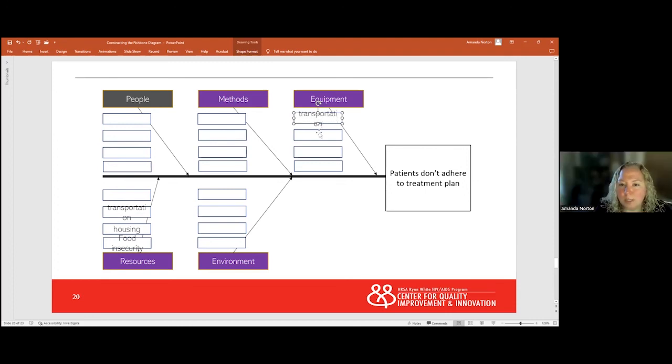And then what else could be adhering? Could it be equipment, could be physically getting the medication, right? Availability of medication, it could be pharmacy hours or time scheduling. You could think of it as.